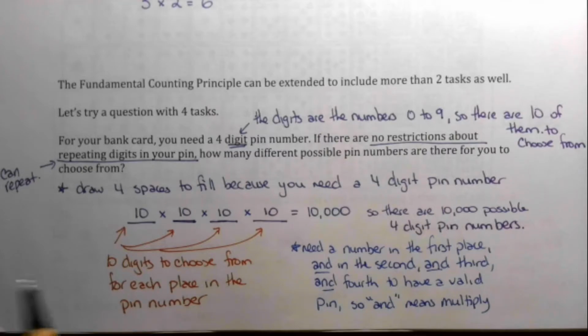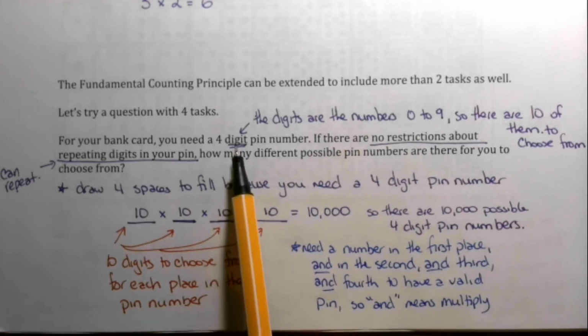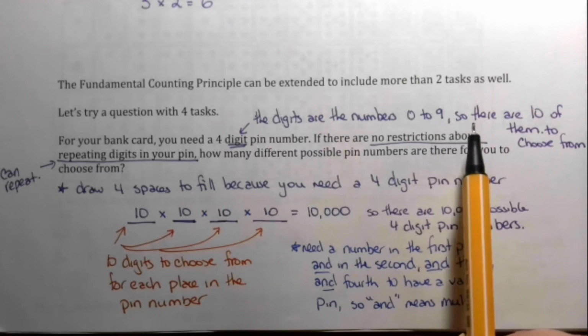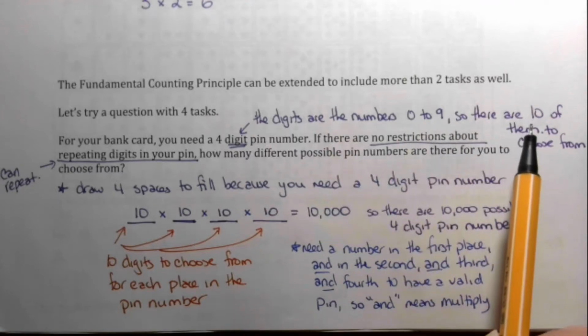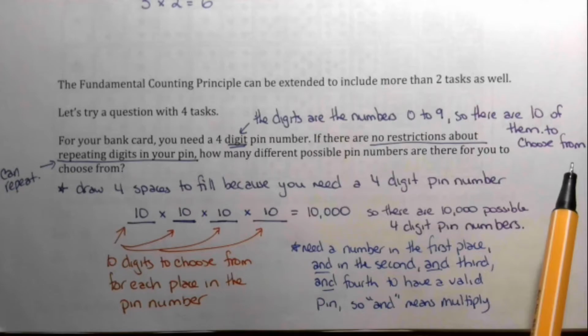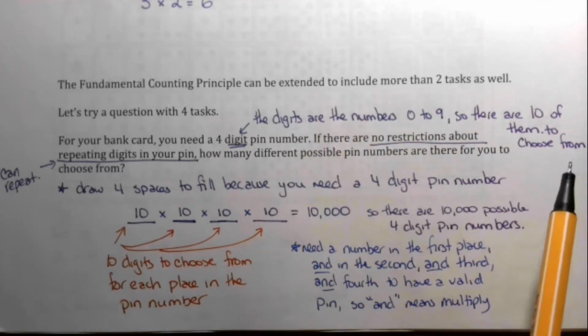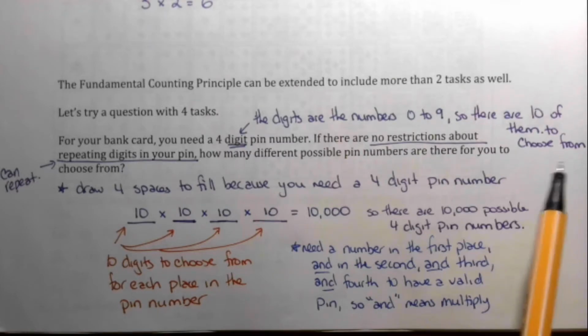In this case, it says, for your bank card, you need a 4-digit PIN number. If there are no restrictions about repeating digits in your PIN, how many different possible PIN numbers are there for you to choose from? So first of all, you need to know what the digits are. The digits are the numbers from 0 to 9. So if you count them up, there's 10 of them to choose from. This is a common math fact, you just need to know it. There are 10 digits from 0 to 9.